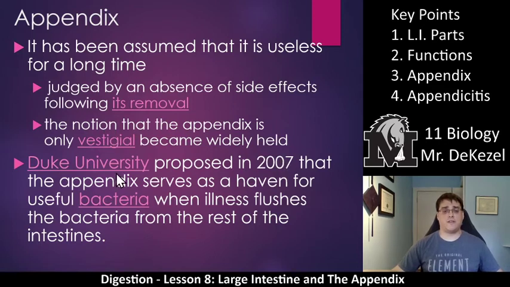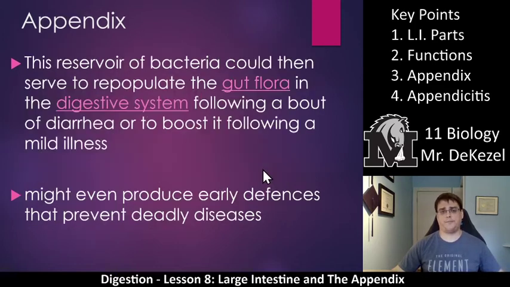In 2007, Duke University proposed that the appendix serves as a haven for useful bacteria when illness flushes the bacteria from the rest of the intestines. So if you have diarrhea and a lot of the bacteria and the important things that you need are flushed from your large intestine, you have a little reserve in your appendix that is able to replenish that, and it's able to get you back to 100% more quickly.